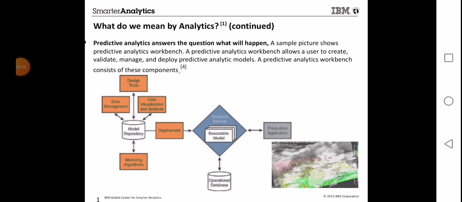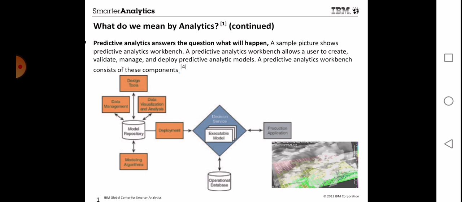So the predictive analytics answers the question what will happen. So a sample picture shows predictive analytics workbench. A predictive analytics workbench allows a user to create, validate, manage, and deploy predictive analytic models. And the predictive analytics workbench consists of these components. So we have the model repository. Under that, we have the data management, design tools, data visualization and analysis, deployment, and also the modeling algorithms.